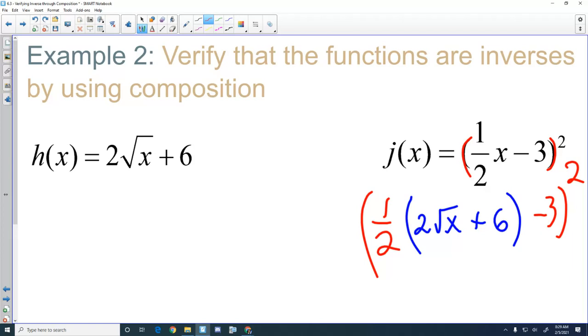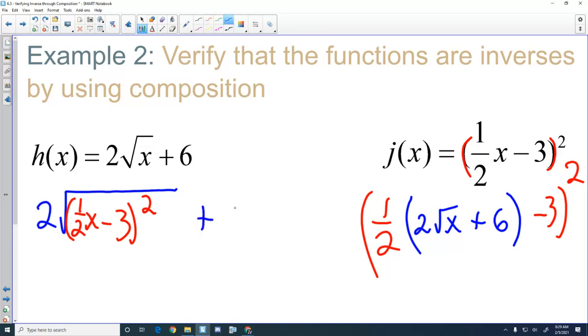And over here, we'd have 2 times the square root of 1/2 x minus 3 squared plus 6. So up on the board, I've written the h of j of x and the j of h of x. Those are the two compositions.